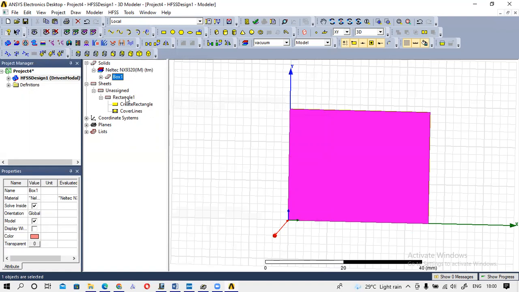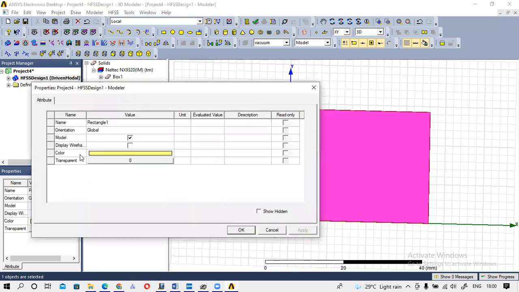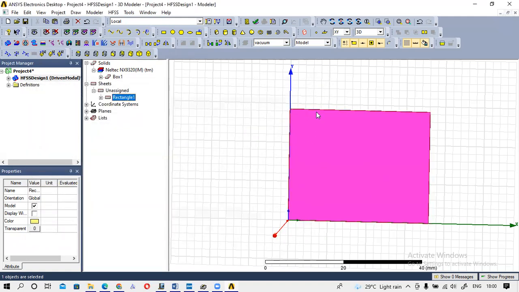But when we are going to assign the material for this one, these are 2D shapes. These are actually sheets, while these are solids. For solid components we can assign the material directly, but for a sheet we can't. If we right click here, there is no material option, so we can't change the material here. But this is copper, and copper is a conductor.